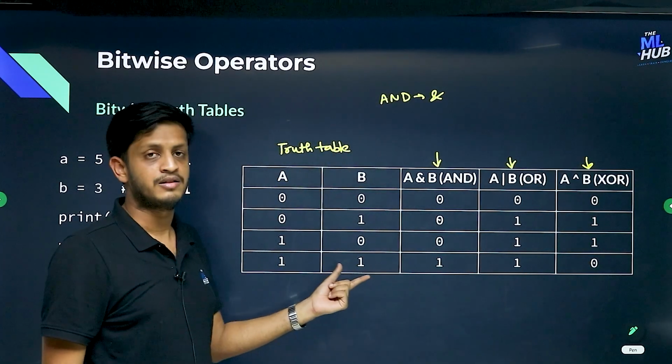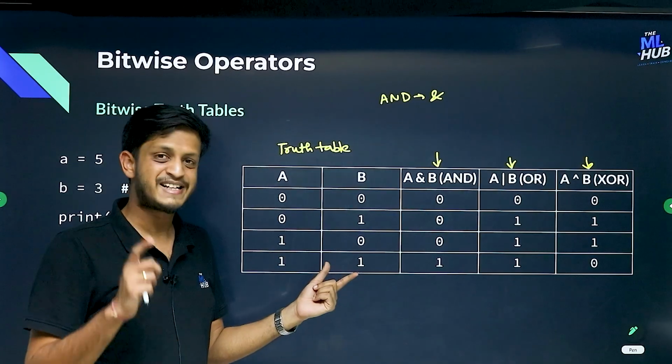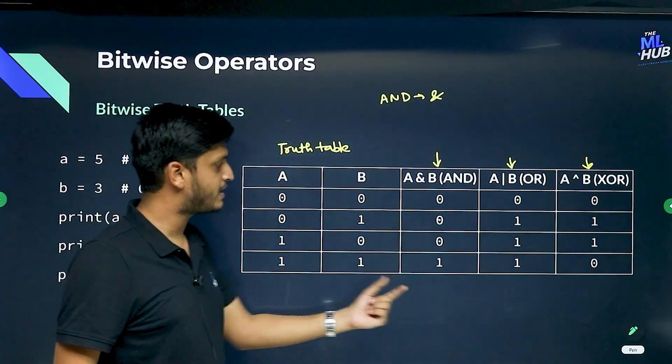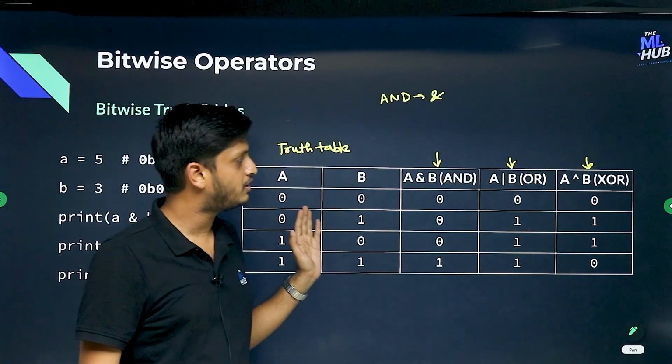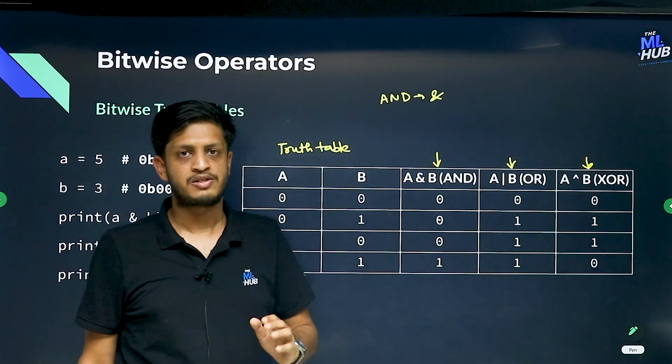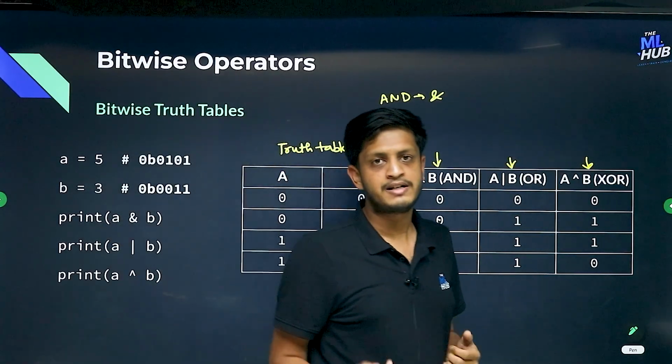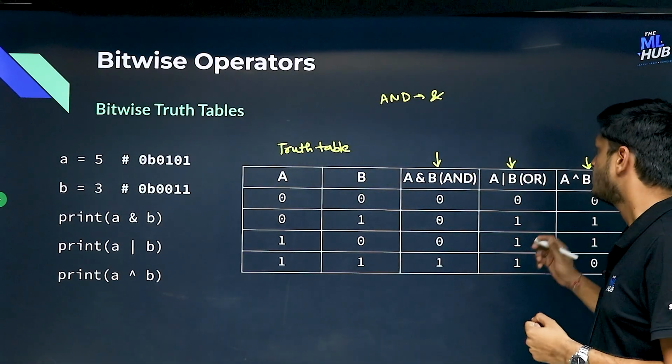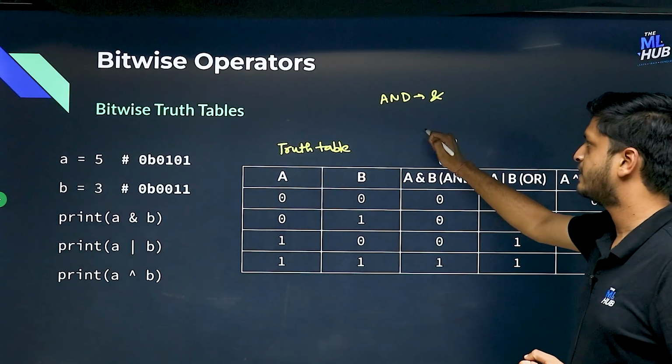And here both are 1. We don't want both as 1. We want exactly one of them to be 1. So here in this case it is 0. So this is the truth table of AND, OR, and XOR. Now let us look at these operators. How do they work? We will use the truth table to calculate the results, okay?